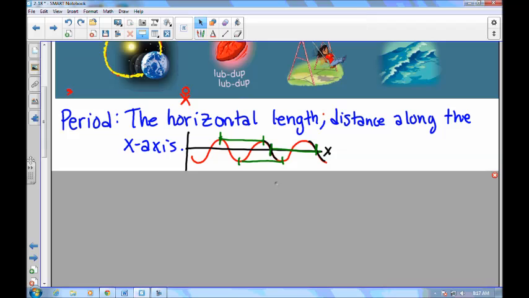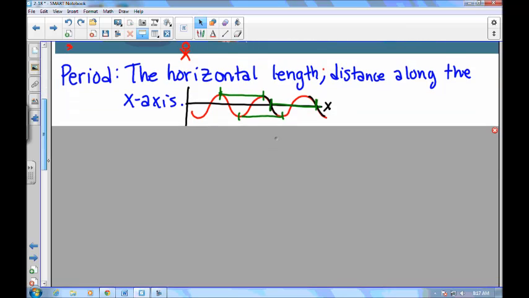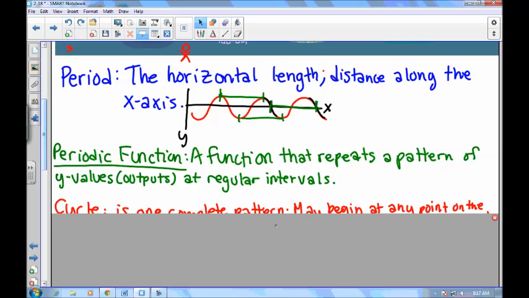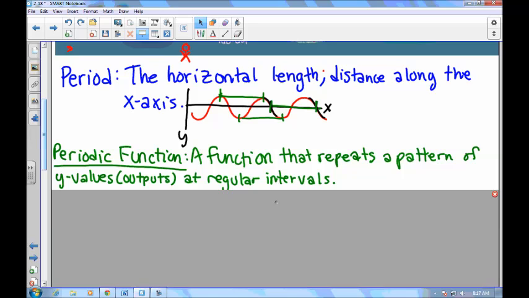Okay. Next one is, what is a periodic function? Which you guys already know what that looks like. It's the wave. A periodic function, please write that down. There's 5 of them we're writing down today. Periodic function is a function that repeats a pattern of y values. That's your different heights. Write them down. A function that repeats a pattern of y values, or outputs. So you're repeating your heights.